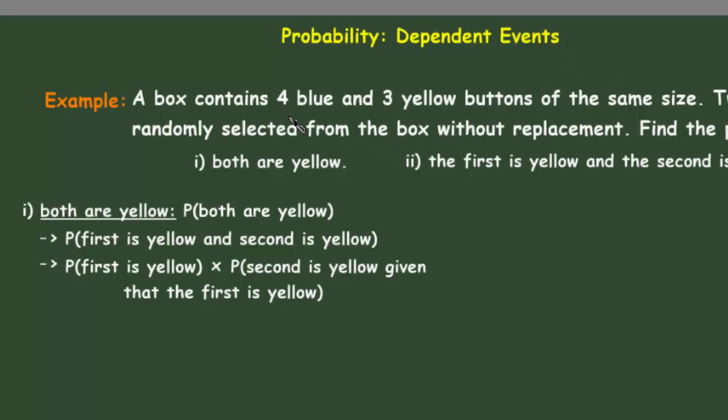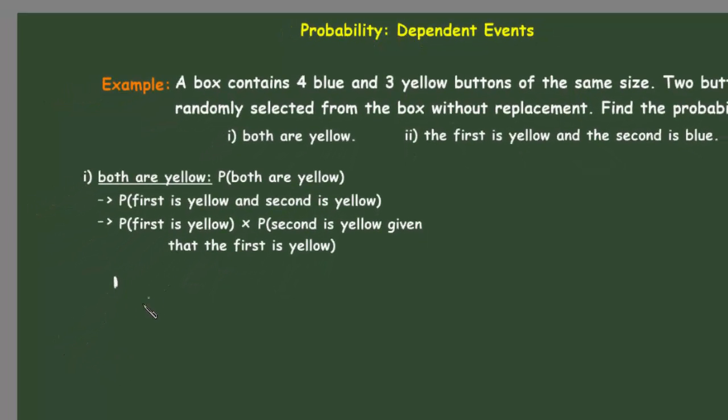Now in our box, we have 4 blue and 3 yellow buttons, so we have in total 7 buttons. Now let us pick our first button. We want to have a yellow button, and out of 7 buttons, its probability is going to be 3/7. And this button that we picked is not replaced in the box, it's put aside.